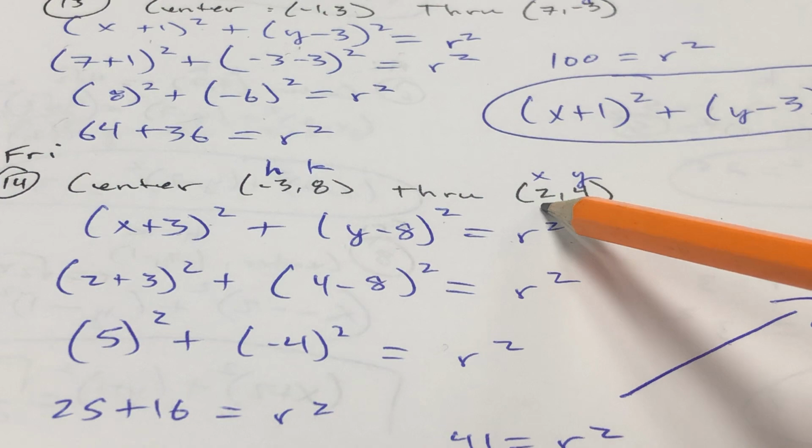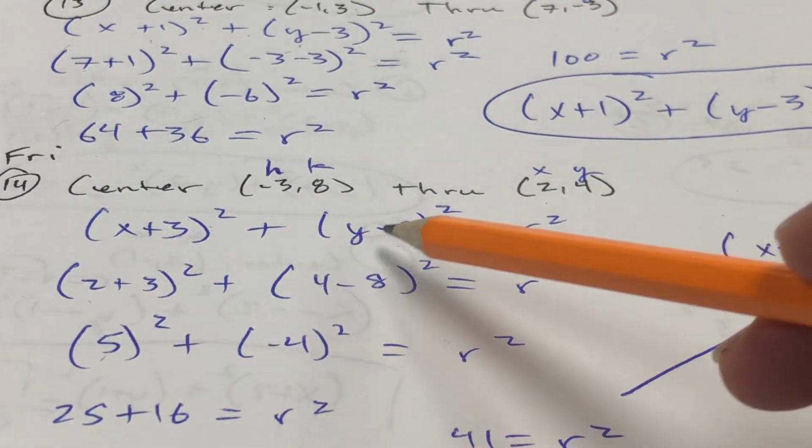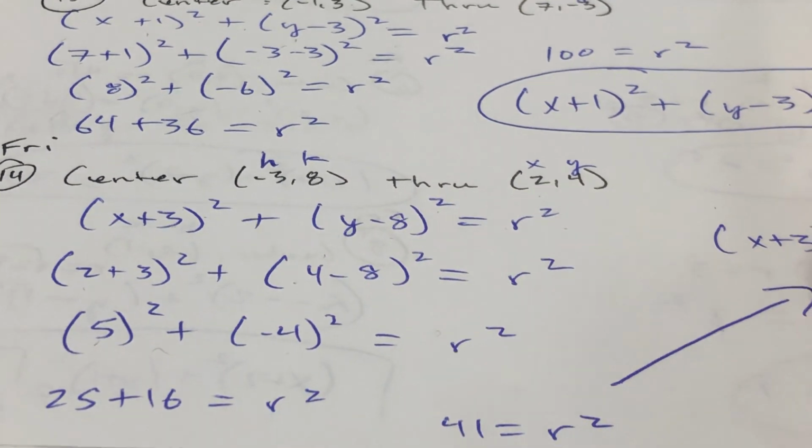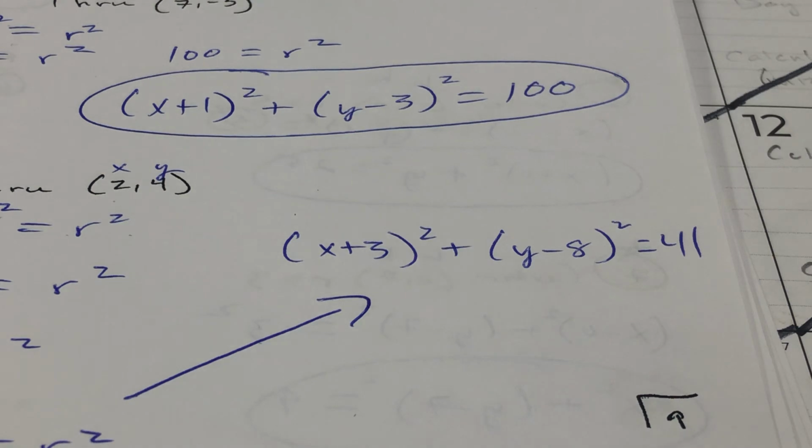I'm going to plug this in for x, I'm going to plug this in for y, and for x and for y. I'm going to get r squared is 41. R squared is 41. And that is the equation of my circle.